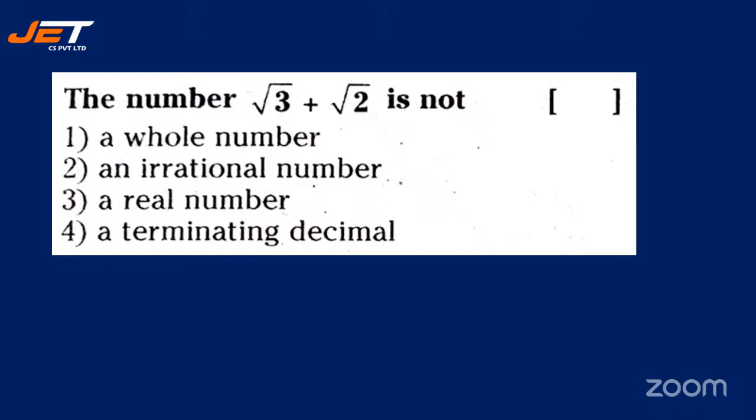The number root 3 plus root 2 is not dash. Whole number, an irrational number, a real number, a terminating decimal. All right, so quickly think and then give me the answers. Put your answers in the chat box. Root 3 plus root 2.